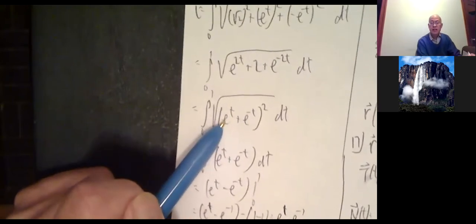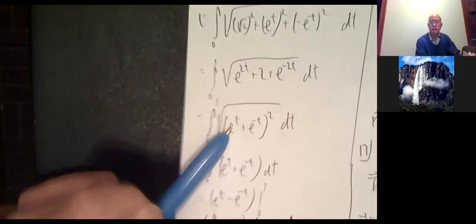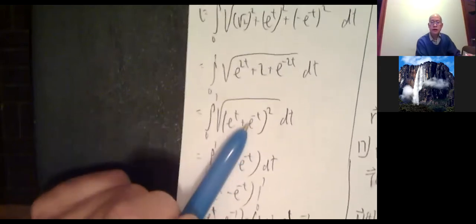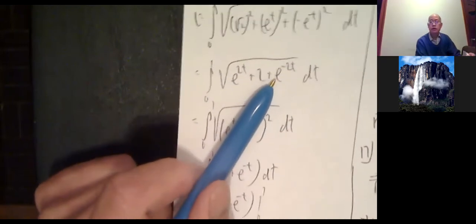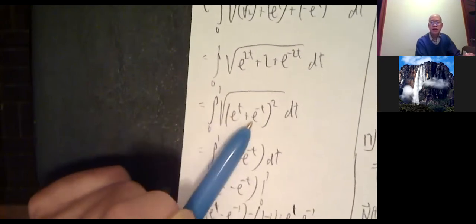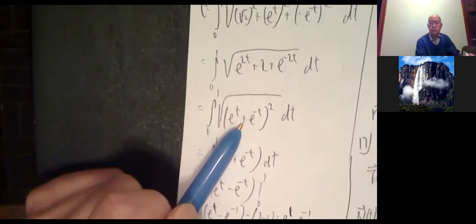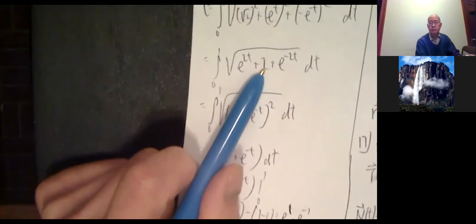If you're not convinced of that, square this back out. This is like a plus b squared. A plus b squared, we know, is a squared plus 2ab plus b squared. So e to the t squared is that. E to the negative t squared is that. And what about 2ab? 2 times that times that. What's e to the t times e to the negative t? Well, I'm supposed to add the exponents. That would be e to the 0. E to the 0 is 1. So it's 2 times 1, or 2. So it works.